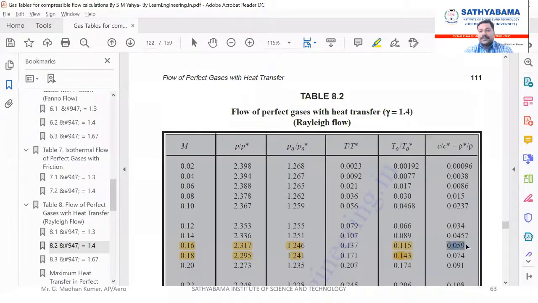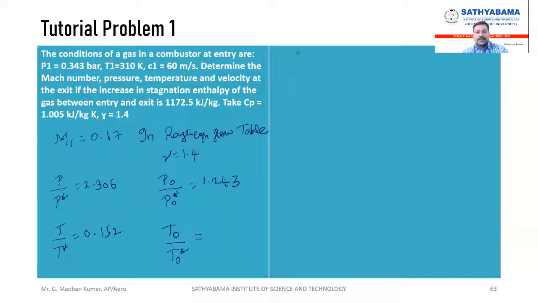And similarly, you have to find C by C star also. Just need answers from your side, students. Yeah, Venkata Subramanian, 0.129. It is for T naught by T naught star. 0.129. And what is the value of C by C star?